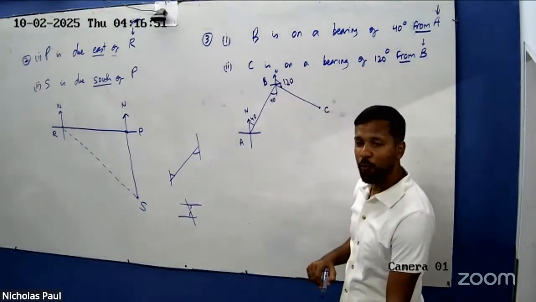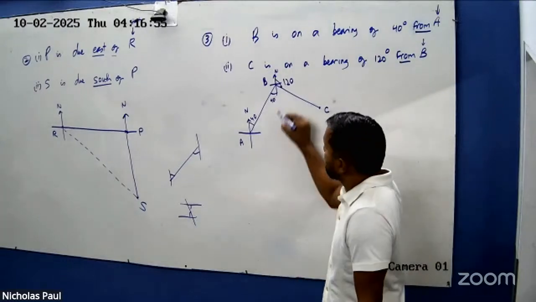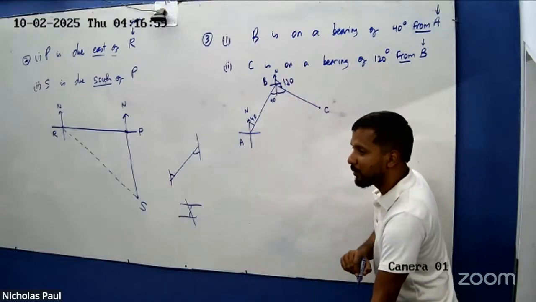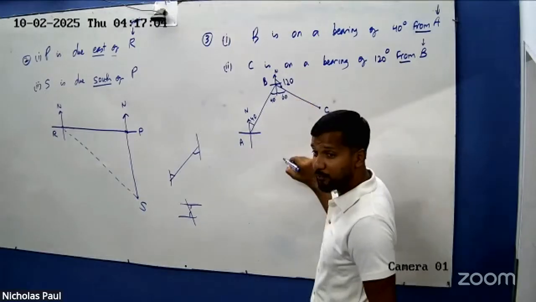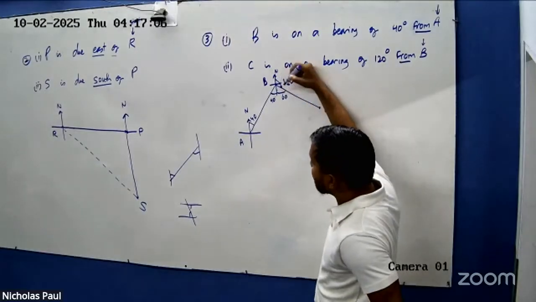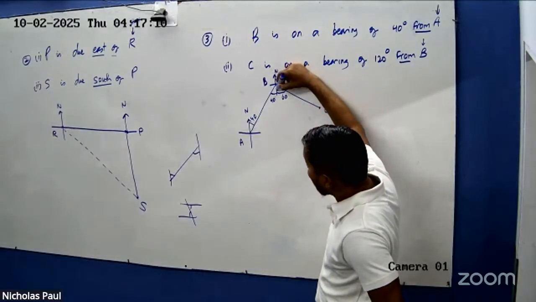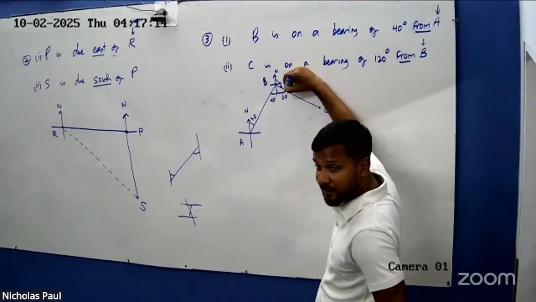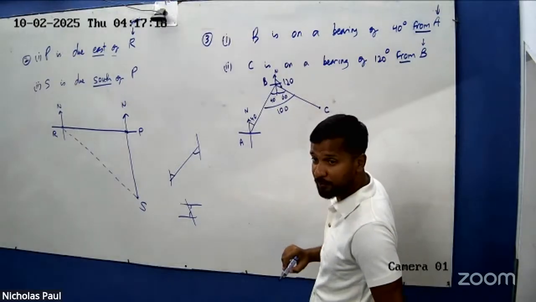And what about this last piece here? What's this last part here? 60. Are you okay with that? Because here to here is 180. So this whole angle is 180. So if here is 120, the remaining is 60. So this whole angle here is 100.